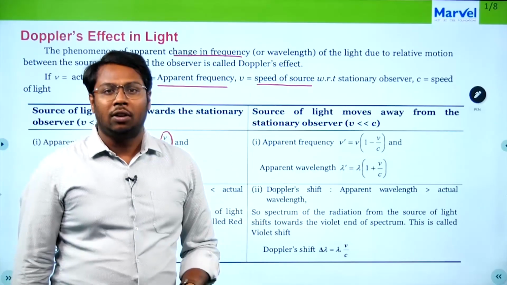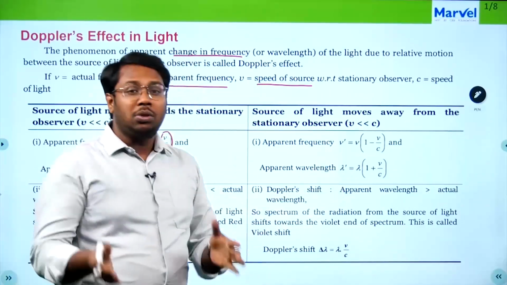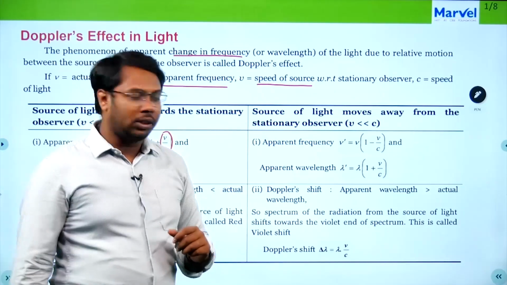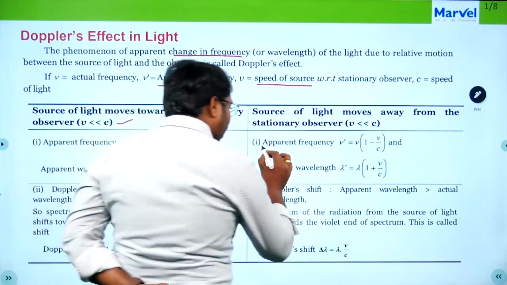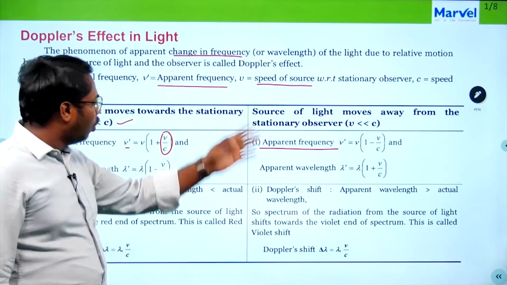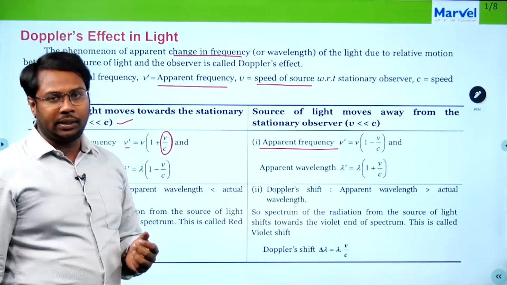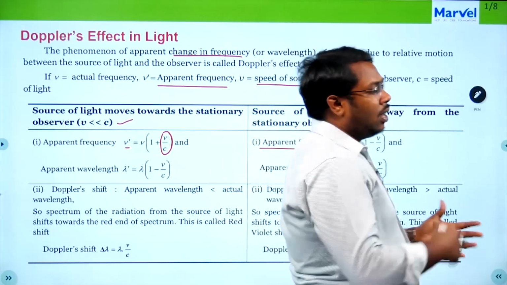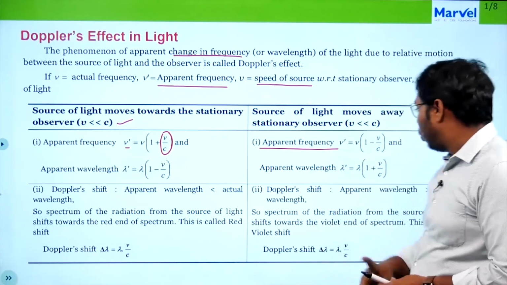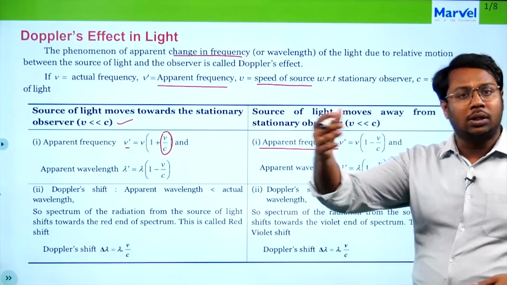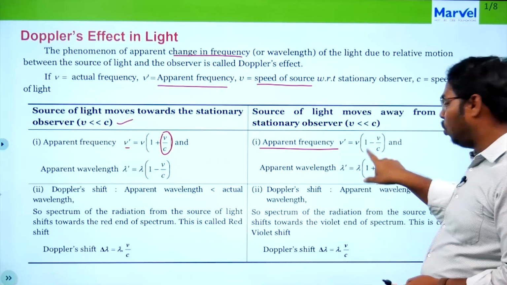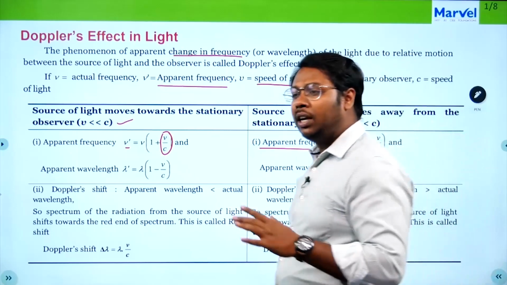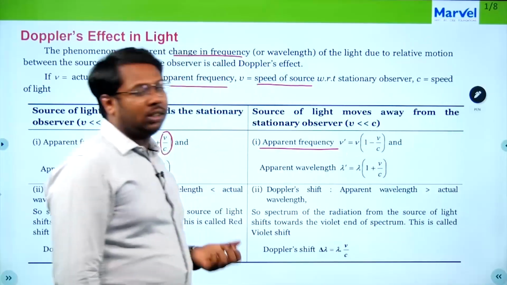Mu prime stands for the frequency observed by the observer, mu is the original frequency of the light from the source, and v stands for the velocity of the source itself. So, this apparent frequency is mu prime equals mu into 1 minus v by c. Similarly, the apparent wavelength is the inverse of the frequency. So, mu prime is written as lambda prime, mu is written as lambda, and here you have a negative, so you will get a positive in terms of apparent wavelength. That is the only difference you will find in these two successive cases.